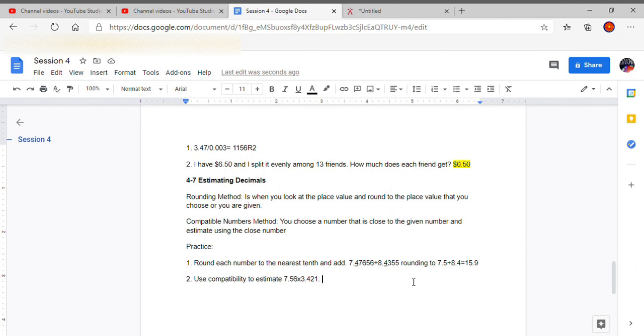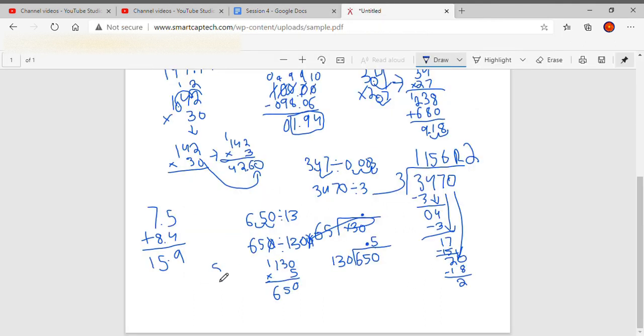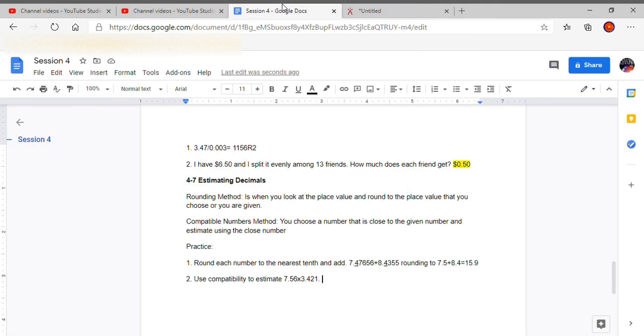Now, last one. With compatible numbers, a close number to 7 would be 8, and then a close number to 3 that I'm going to use can just be 3 or 4. It doesn't really matter. I'm going to use 3 in this case, so it would be 8 times 3. And usually when you do rounding this way, you can do it in your head. We all know 8 times 3 is 24. So that's what we get as our answer.